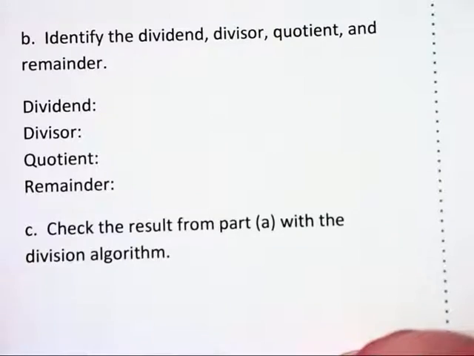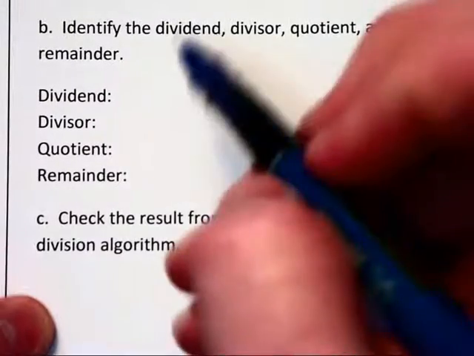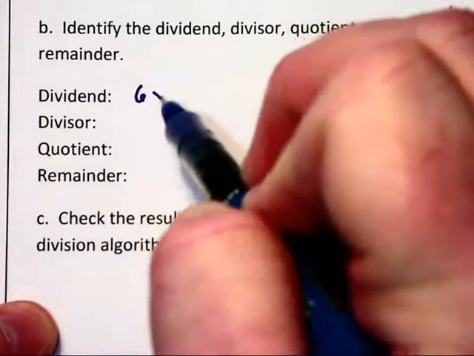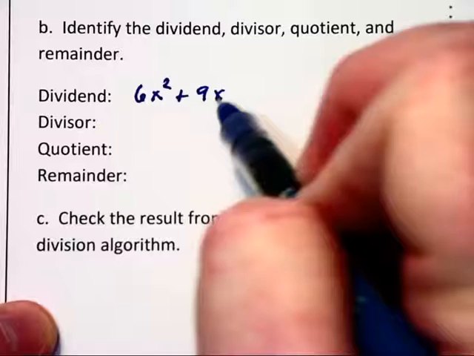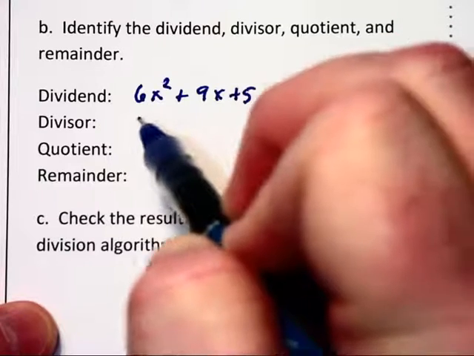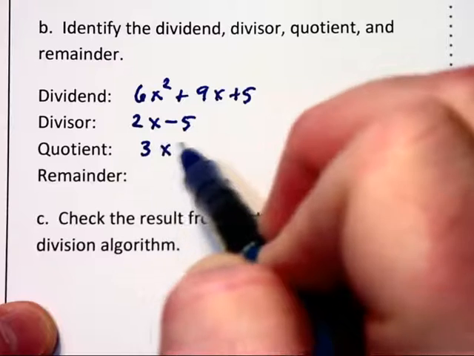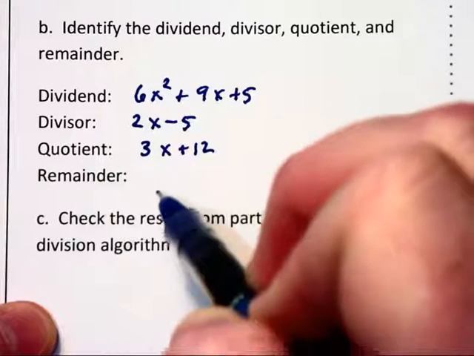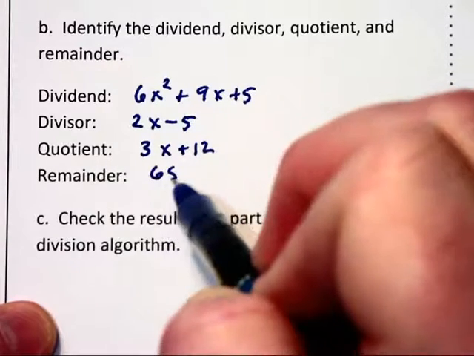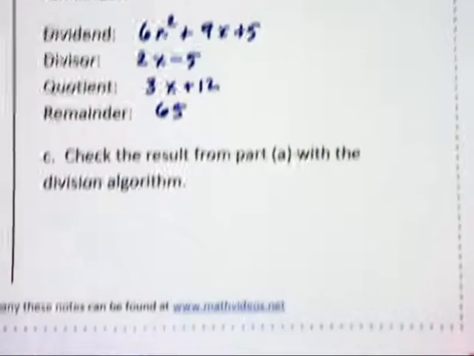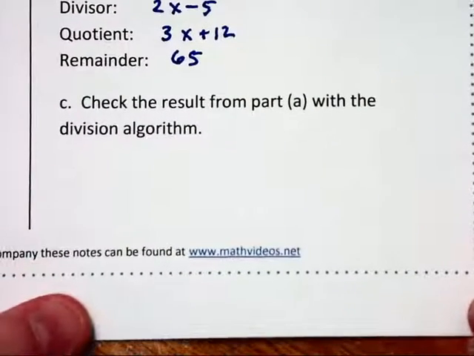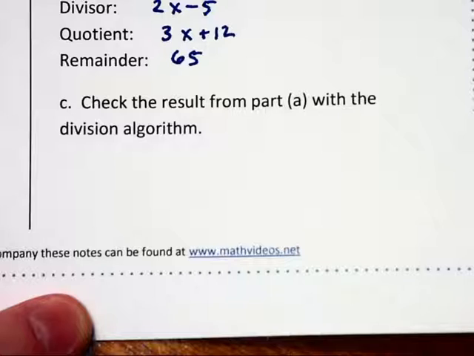So using this problem up above, the dividend was our 6x squared plus 9x plus 5. Our divisor was 2x minus 5. Our quotient was 3x plus 12. And our remainder was 65. Now, check your answer with the division algorithm.